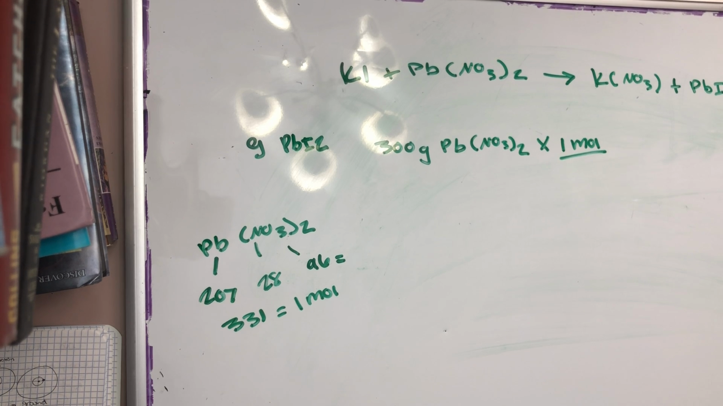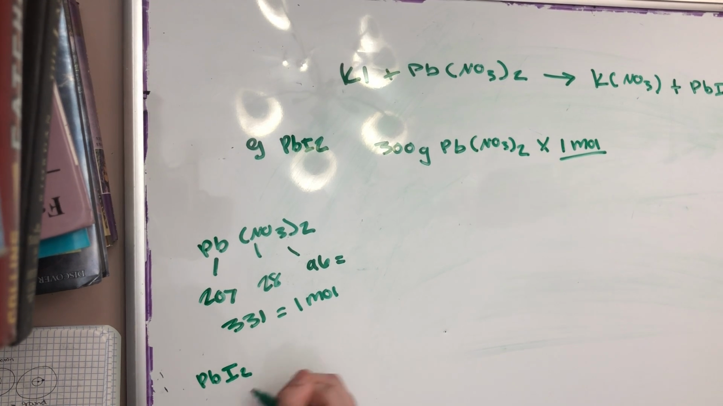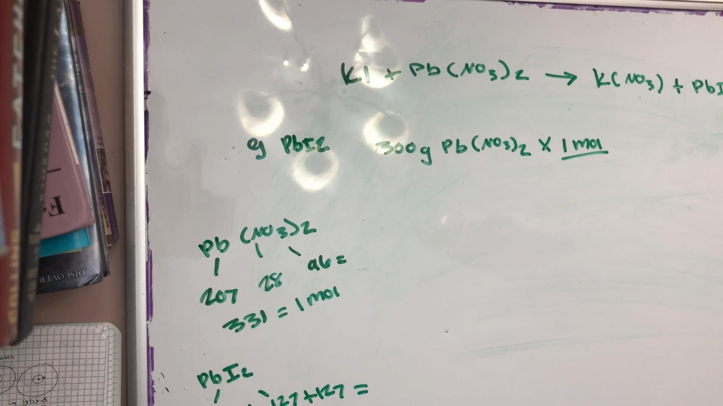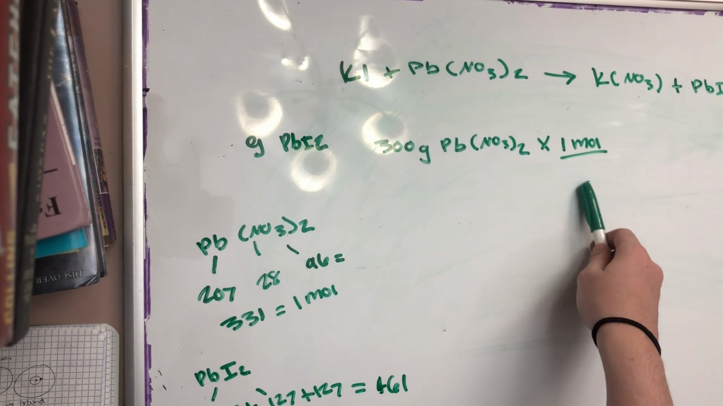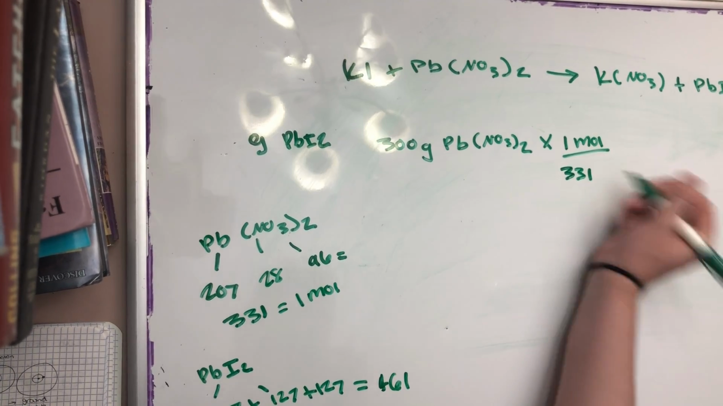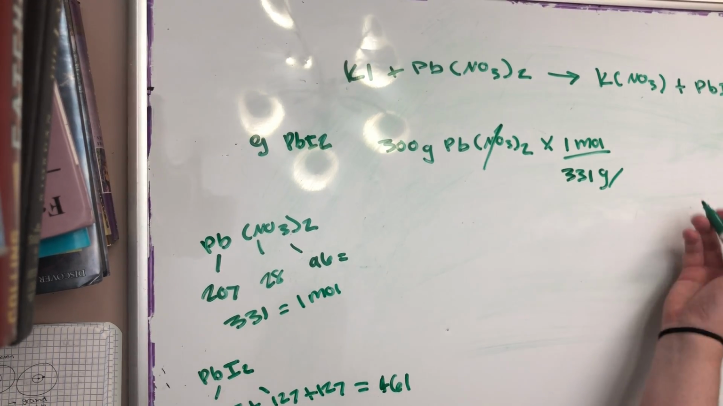And then let's just go ahead and do the PbI2 as well. So we already have that mass. That one's going to be 207 plus 127, and then there's 2 of those, so that's another 127. And that one is going to equal 461. Hopefully you can see that, yeah, 461. So moving back onto the math, we have our 1 mole over our 331 that we got here. So that's going to be 331 grams of the Pb(NO3)2. So we can go ahead and cross that out.